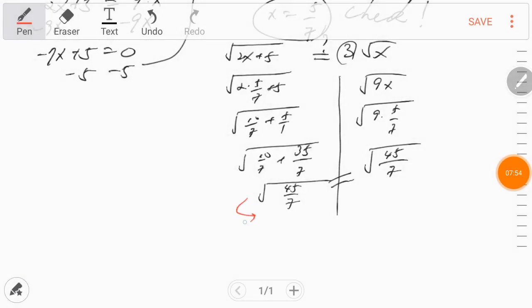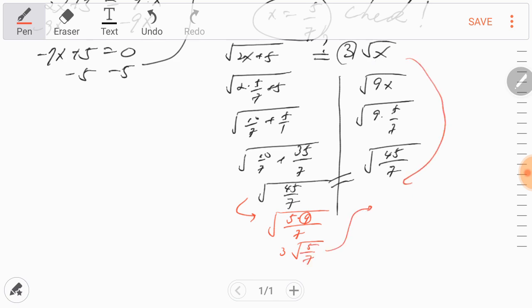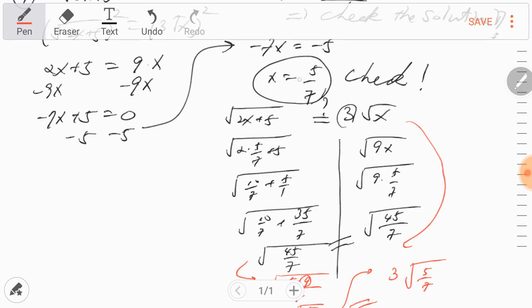Or if you simplify this one more time, then square root of 45 is 5 times 9. 5 times 9 is 45. And then 9 is 3 squared. So this is equal to 3 times square root of 5 over 7, right? Then this is equal to what? This is equal to 3 times x, which is 5 over 7. So actually they are the same. So 5 over 7 is the solution.